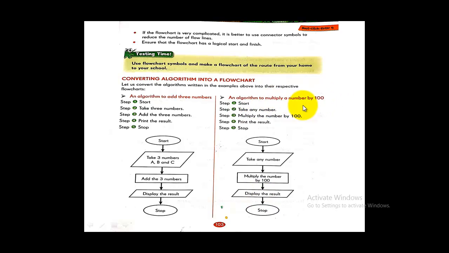An algorithm to multiply a number by 100. Take any number, start, then take any number you can take. Multiply the number by 100. The process is done here. Multiplication is done here. We are taking any number here. This is the input. This is the output. After multiplying, the product should be displayed here. That is the answer, the result, which is printed here. So this is the output.